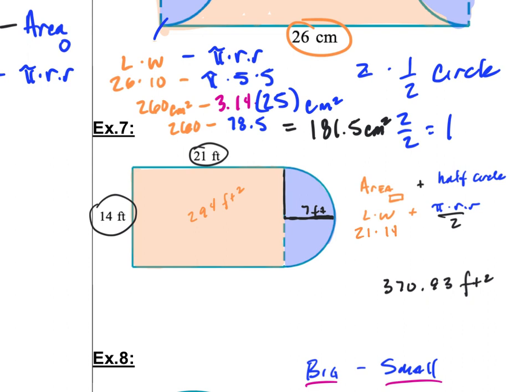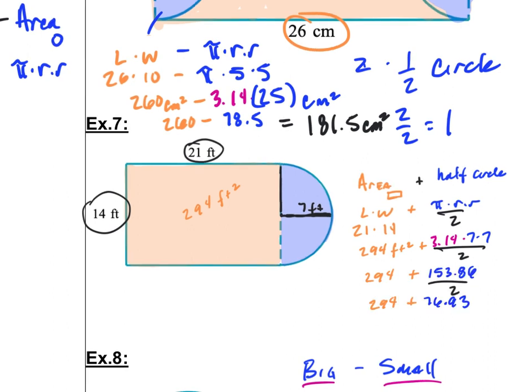And then that gives us 294 feet squared, plus now we have to take pi, which is 3.14, times 7 times 7, and divide it by 2, which means we're going to have 294 plus 76.93. Remember, we're talking about feet, so it's going to be feet squared. When we add those together, we get 370.93 feet squared. Okay, so that's how we do that one.